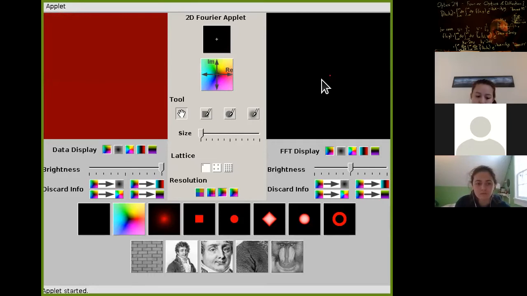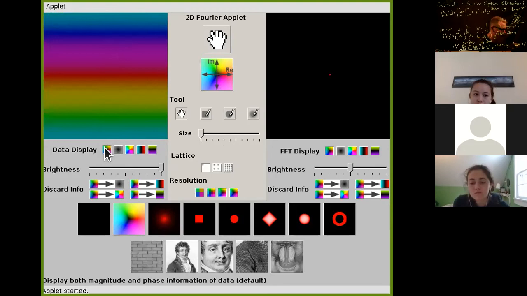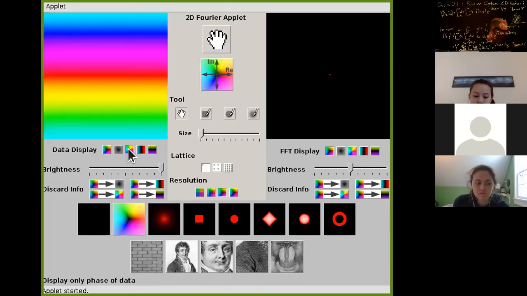And if I drag it one pixel up, there we go. With one pixel up, the plane wave goes through exactly one cycle. Now, there are various things I could do here. Right now I'm displaying it like we display it, with the magnitude and the phase. I can display only the magnitude. That's not very interesting because the magnitude of a complex exponential is always just one. I can display just the phase, which gets rid of any magnitude information.